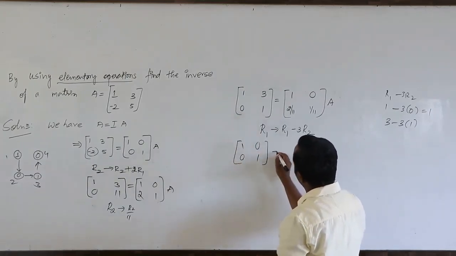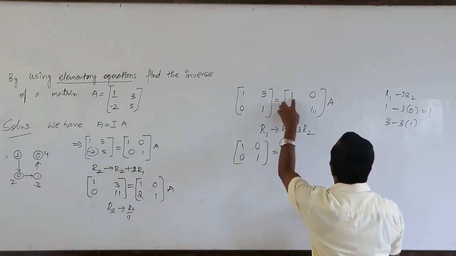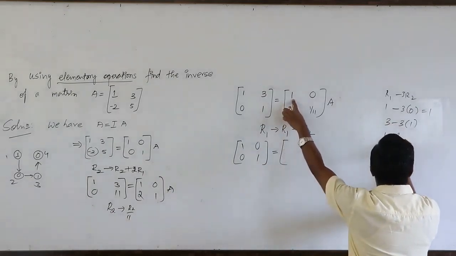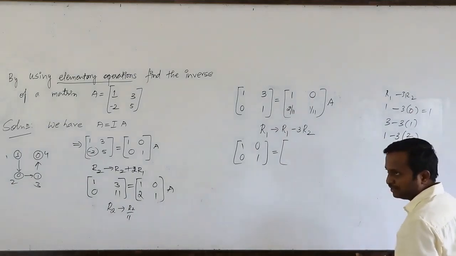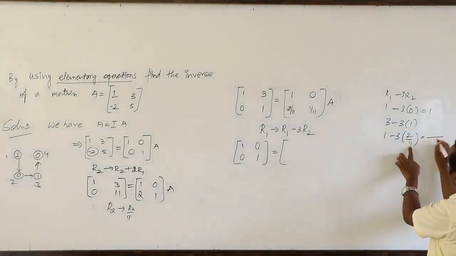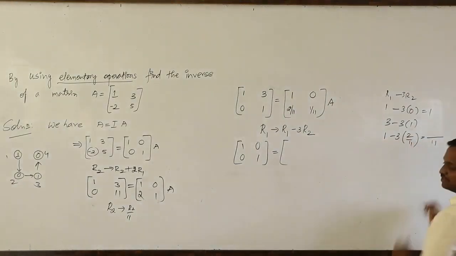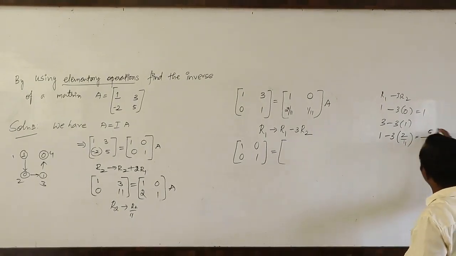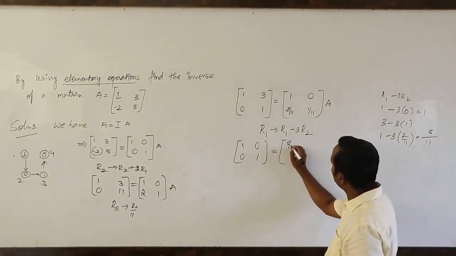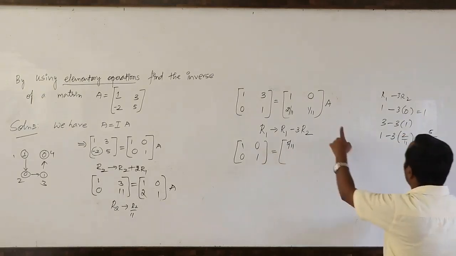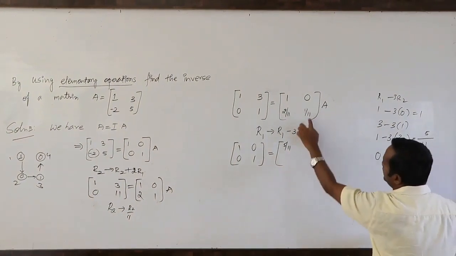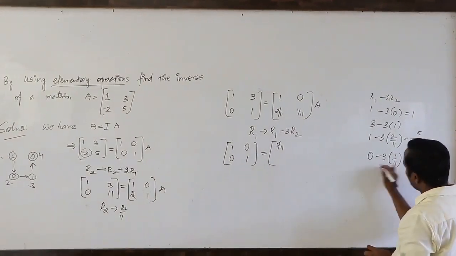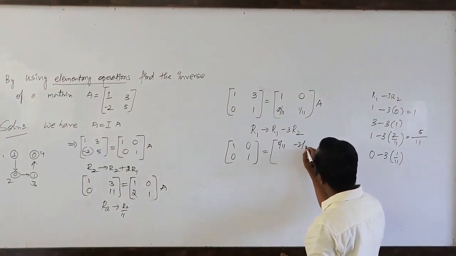R2 as it is. How is R1 changed? R1 is 1 minus 3 R2. Below that, 2 by 11. Simplify it. LCM, 11 is the LCM. 11 minus 6 is 5. This answer is 5 by 11. Next, R1: 0 minus 3 R2. Below that it is 1 by 11. So it becomes minus 3 by 11.